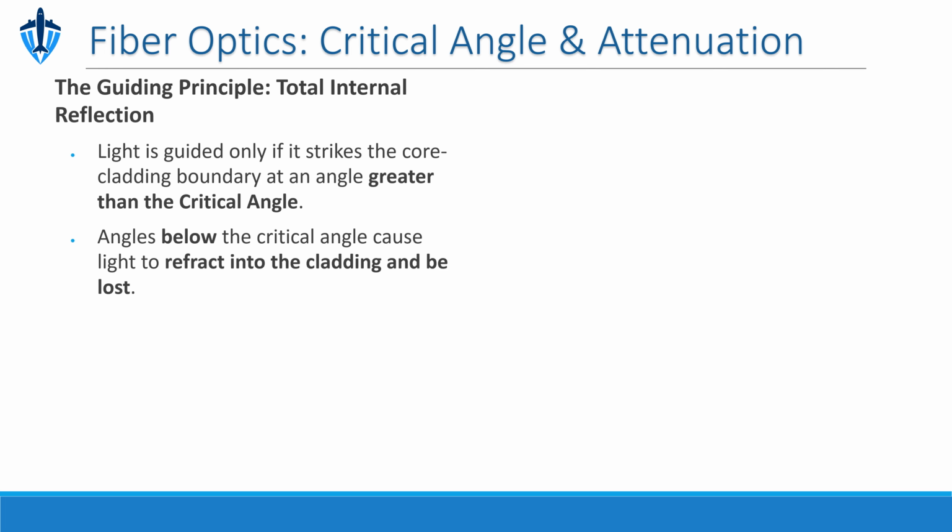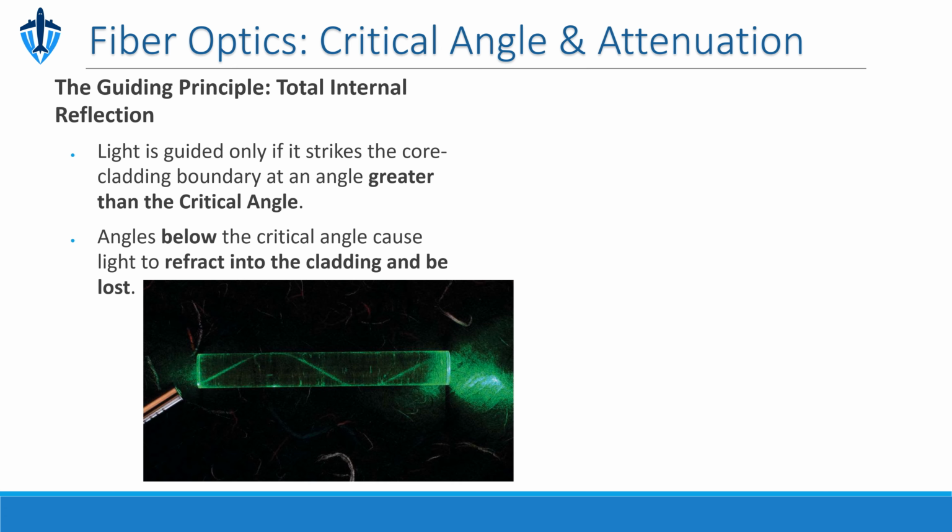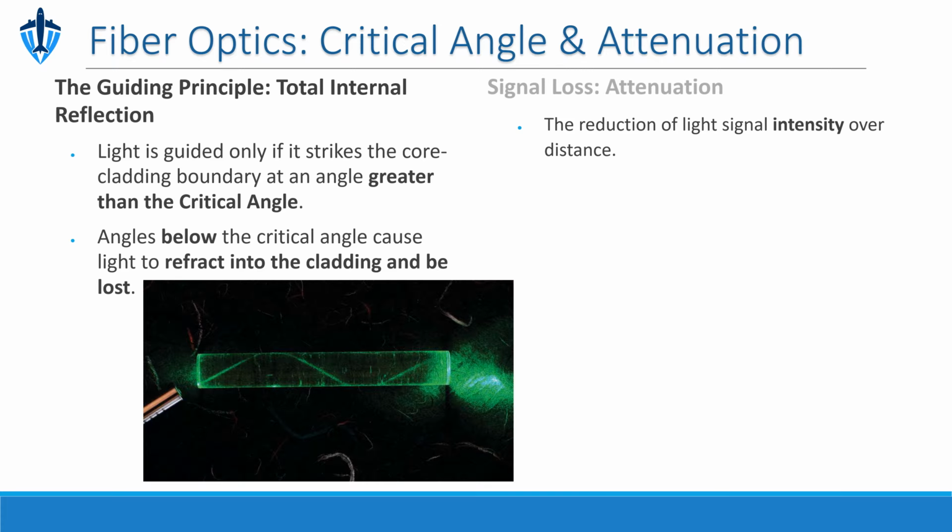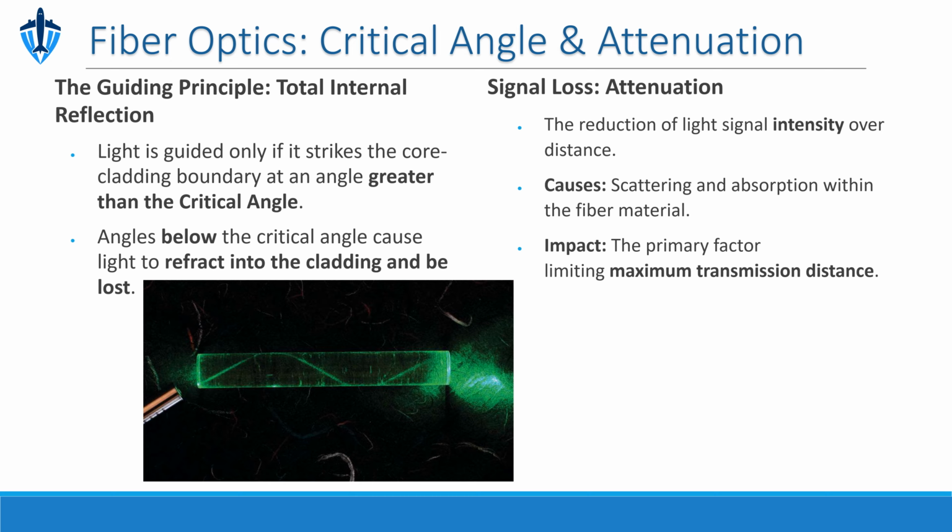However, if the angle is too shallow, less than the critical angle, the light refracts into the cladding and is lost, as shown in the figure. This is a key design parameter. No system is perfect, and some light is always lost as it travels. This loss is called attenuation or transmission loss. It's caused by imperfections that scatter light and by the material itself absorbing a tiny amount of energy. Attenuation is the main enemy of long-distance fiber optic communication, setting a limit on how far a signal can go before it needs to be amplified.